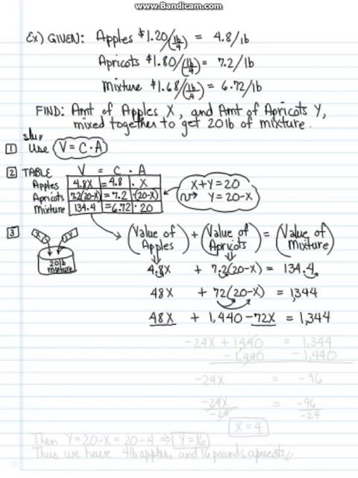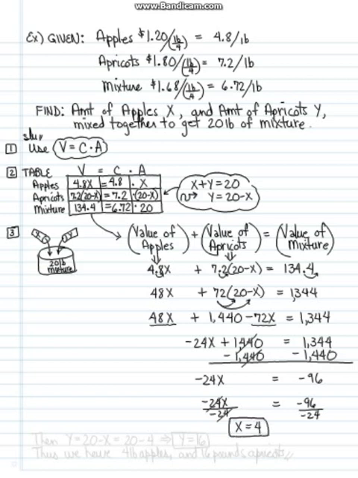Combine the x's together and we get negative 24x plus 1440 equals 1344. Isolate the x term by subtracting 1440 from both sides, and that leaves negative 24x on the left equals negative 96 on the right. Now divide both sides by negative 24 to get x by itself, and we get x equals, a negative over a negative is a positive, 4.